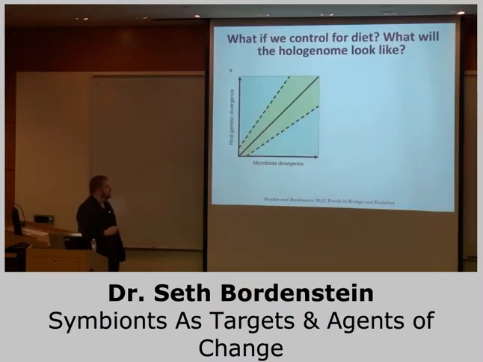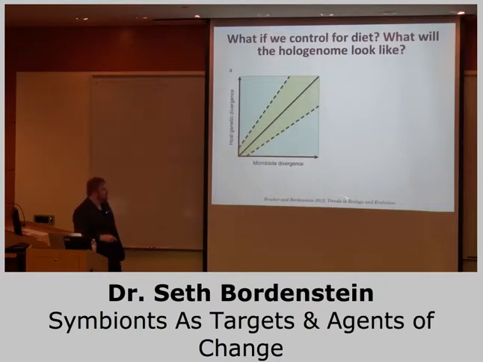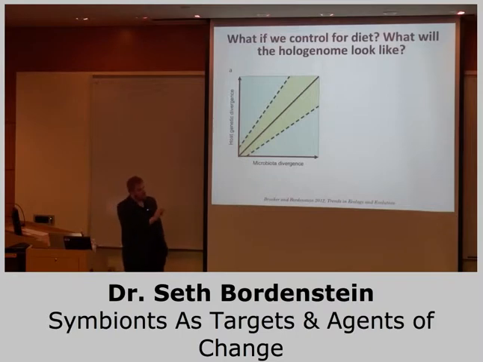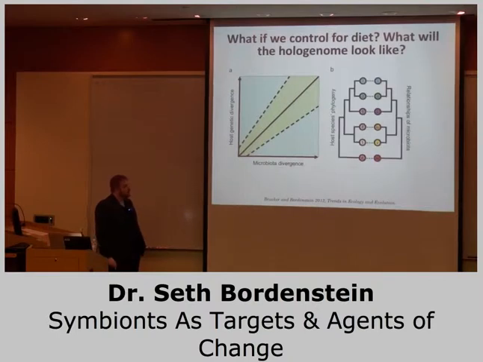What if we do something different? What if we take an evolutionary sort of schematic and say, if we control for diet, what will the hologenome look like? And this is one theory that we've plotted out in a Trends in Ecology and Evolution article last year, where we hypothesize that the host genetic divergence, as it increases, will positively associate with the host microbiome divergence over time when you control for the diet, right? Diet clearly has an effect. Let's isolate that variable and ask, is there a phylogenetic component here? If there is, we should fundamentally see this association. And as a result of this association, we should see a pattern of co-divergence between the host phylogeny and the dendrogram of the host microbiome.